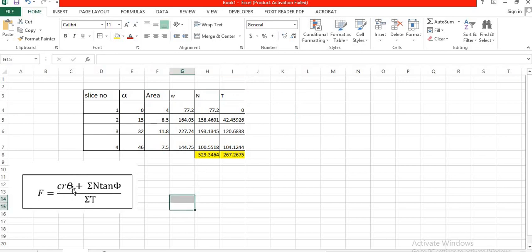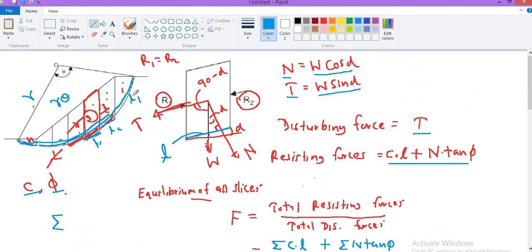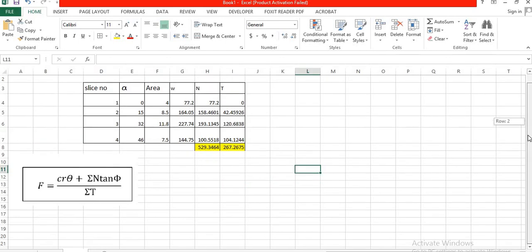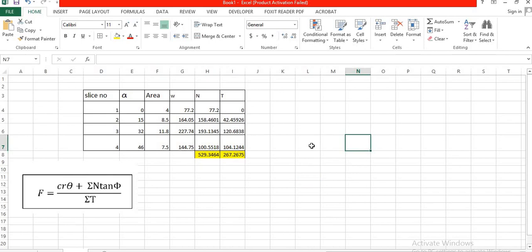Once you know N and T, you can find this. If R and theta are not given, we should be able to find the L values of each and every slice, so you can replace it with the L value. There should be another column for L value like L1, L2, L3, L4. Finally, you can get the sum. Some modifications are needed depending on the problem, but generally we use the same tabulated fashion to find the factor of safety.